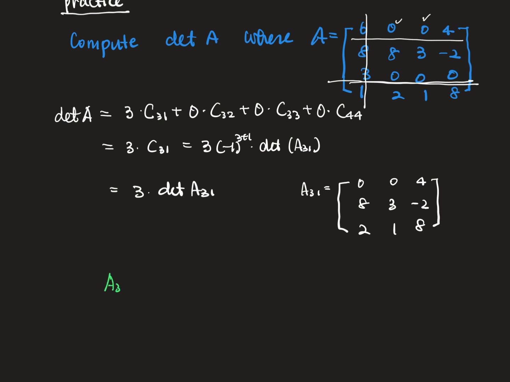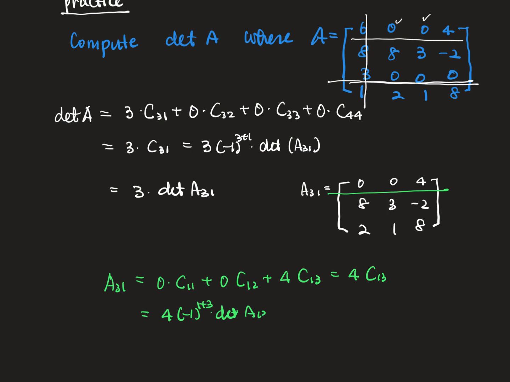Let's look for the row and column that has the most 0. Oh, here's the winner. First row, right? So 0 C11, 0 C12, 4 C13. So this one is going to be 4 C13. Another way, 4 times negative 1 to the 1 plus 3, determinant A13. This one is talking about this matrix, okay, guys?